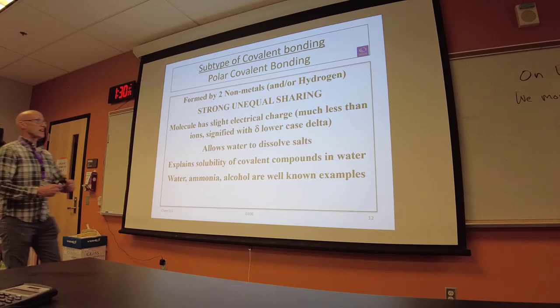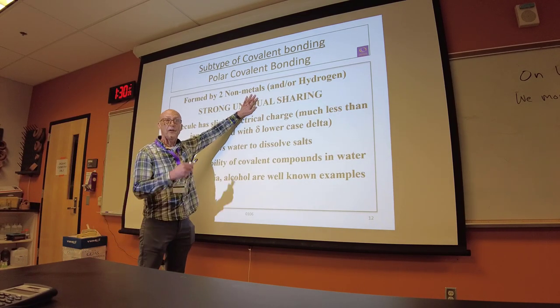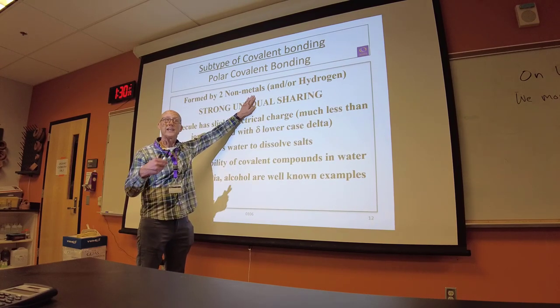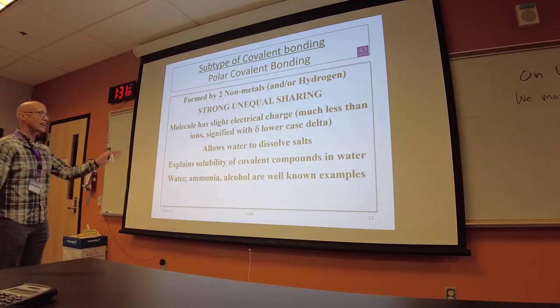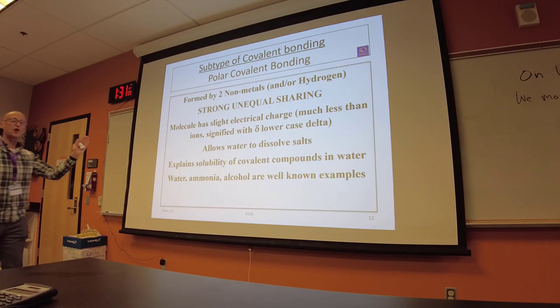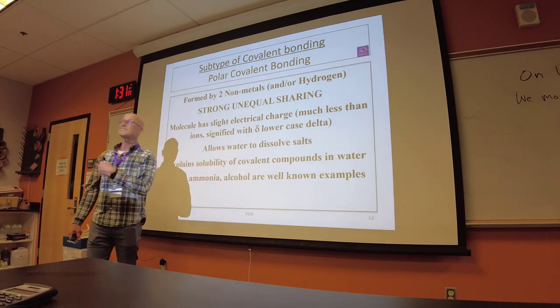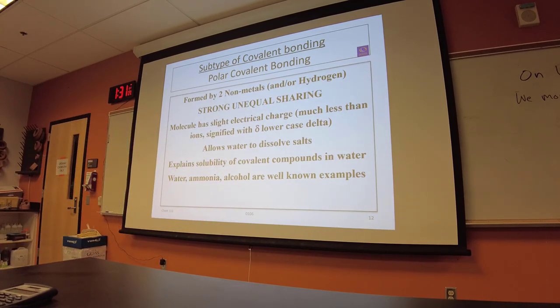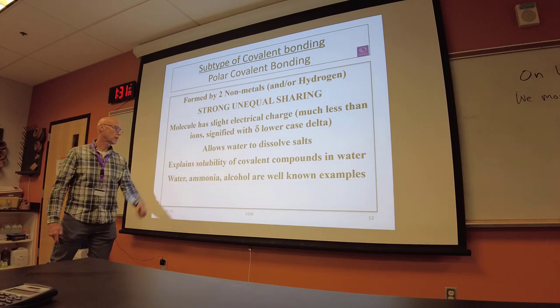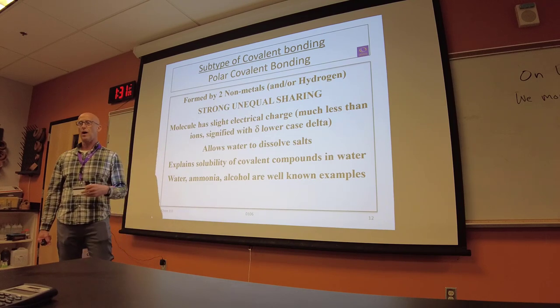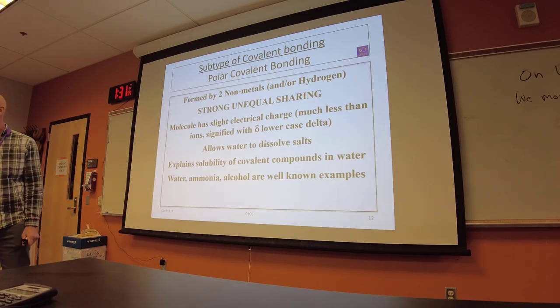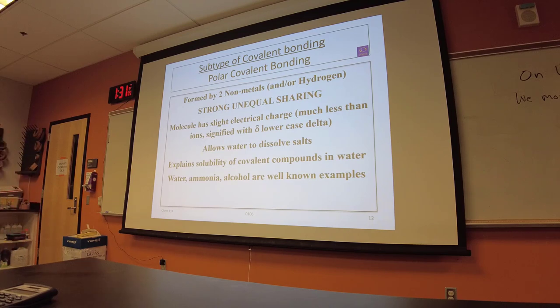The only difference is, instead of just sharing, that's covalent bonding, it's unequal sharing. And it makes things charge up. It has a slight electrical charge. By the way, that's of no use for conducting electricity. Water is still non-conducting to electricity. An ion, though, will conduct electricity. It explains the solubility of many things in water, for example, like ammonia and alcohol. They also are polar covalent, so they bind in water. We'll talk that all out this year. Just not yet.